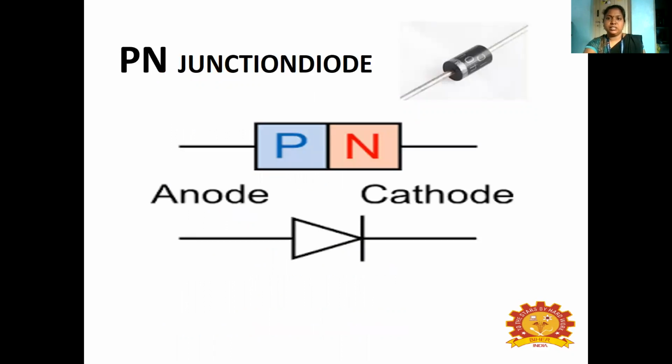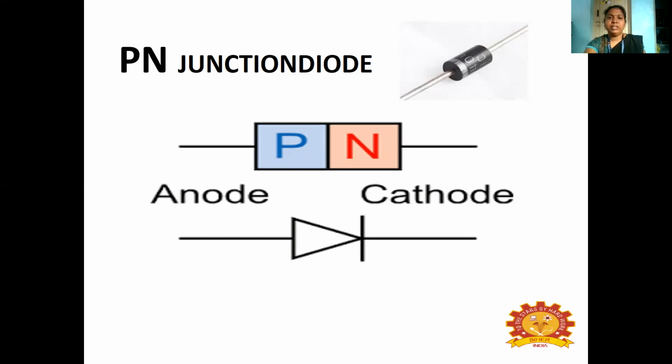So PN junction diode, you can see the structure of the diode here. The diode has two terminals: one is anode and the other is called the cathode. And we have a p-type material and n-type material, both combined, and it is called a PN junction diode. In between we have a junction. And that silver color of the diode you can see, that is called the cathode, and the opposite end is called the anode.